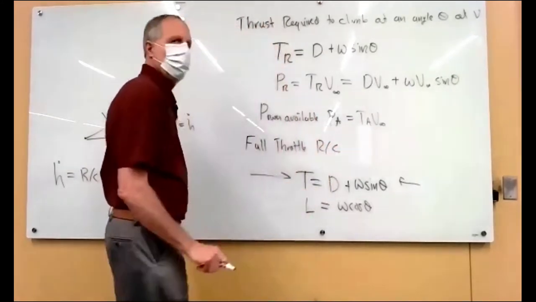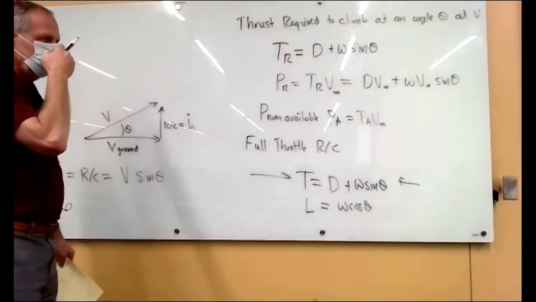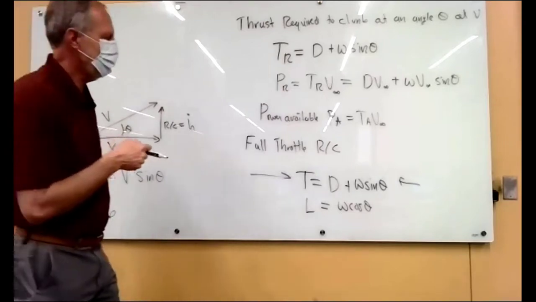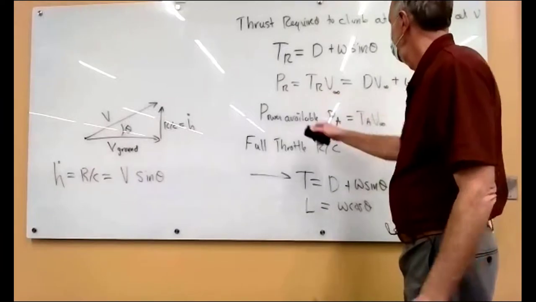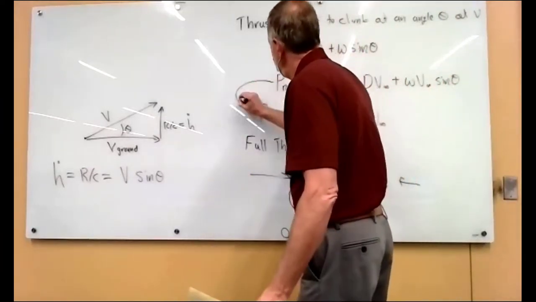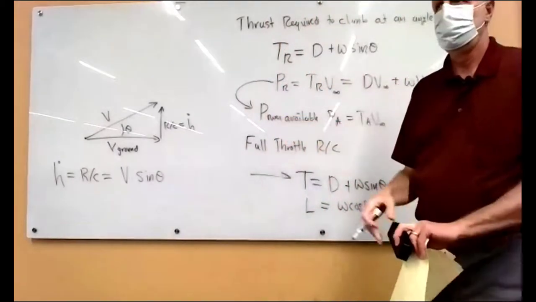How fast can we climb at a certain velocity when we keep tilting the angle up until we need all the thrust we possibly have? And that occurs when the power required equals what's available. In other words, we crank the throttle all the way up to where what we need is what we have.